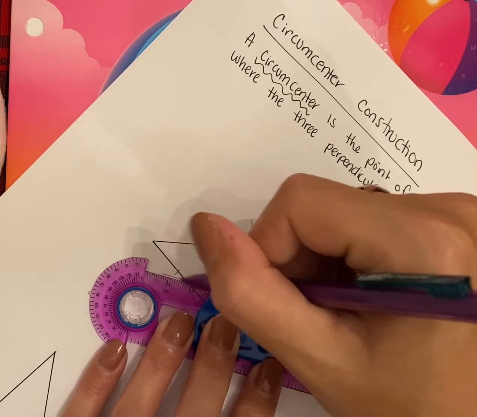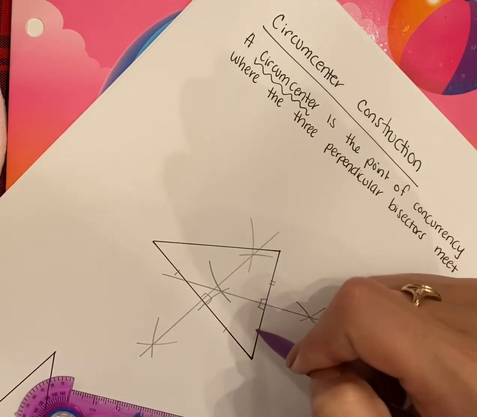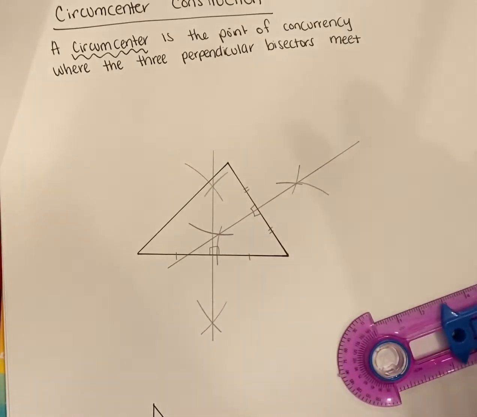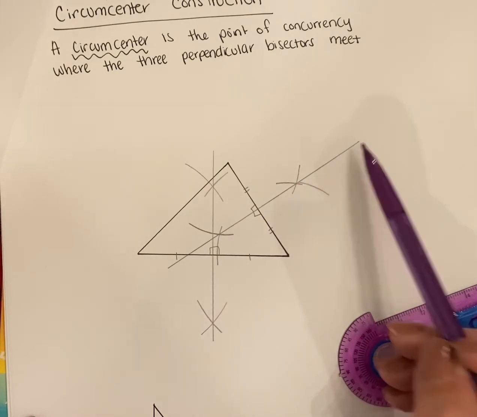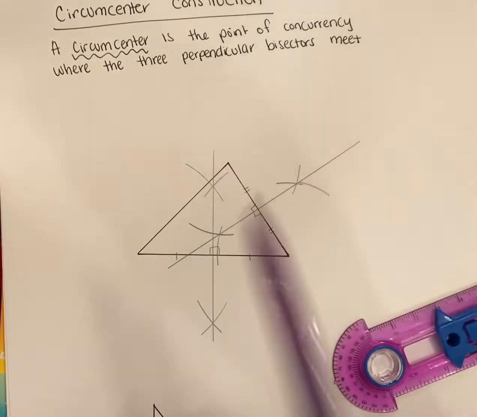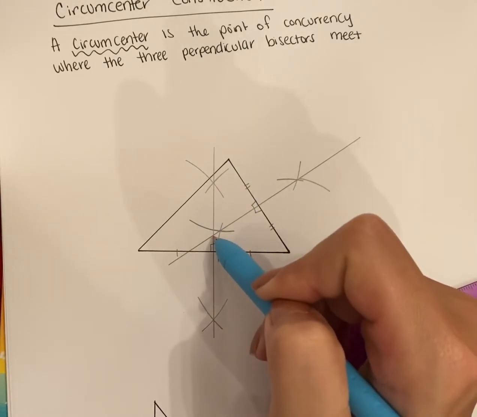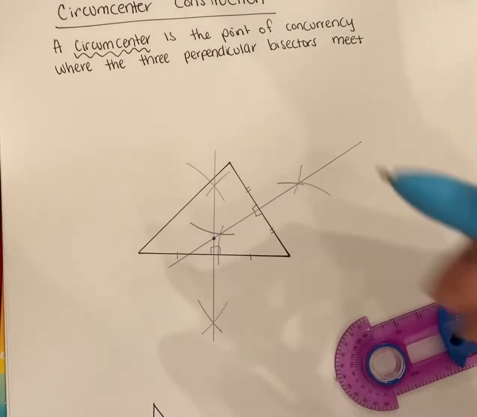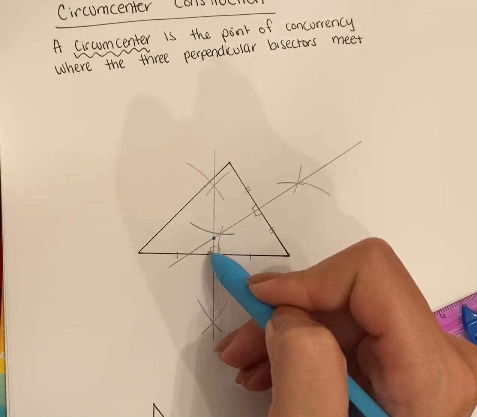So point of concurrency is where these meet. I know there's a lot going on in your paper right now, but you're looking for where the perpendicular bisector meets with the other perpendicular bisector. So that is right here. That is called your circumcenter. These are all different types of centers of triangles, technically. So I'm going to label this.